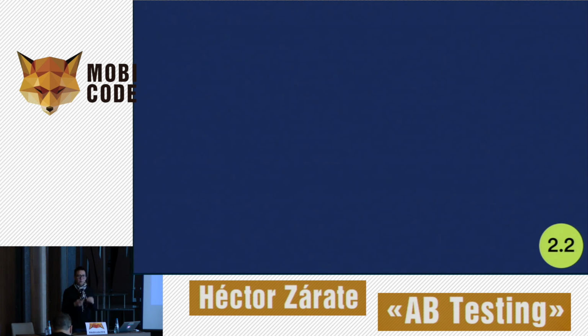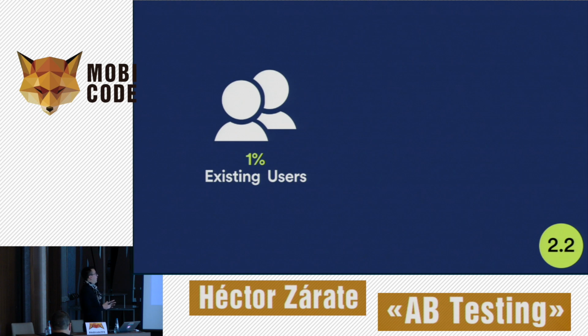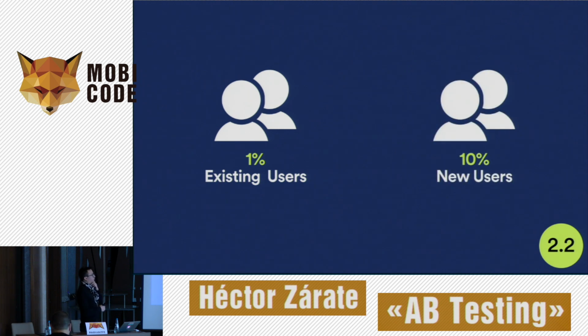So it's a very bold experiment. Changing the homepage, changing the start page of a product, it's a big change. It's risky. So again, we go with 1% of the user base of existing users and 10% of new users. It's the same logic. In general, users are very reluctant to change. Every time that we change something, they don't like it.